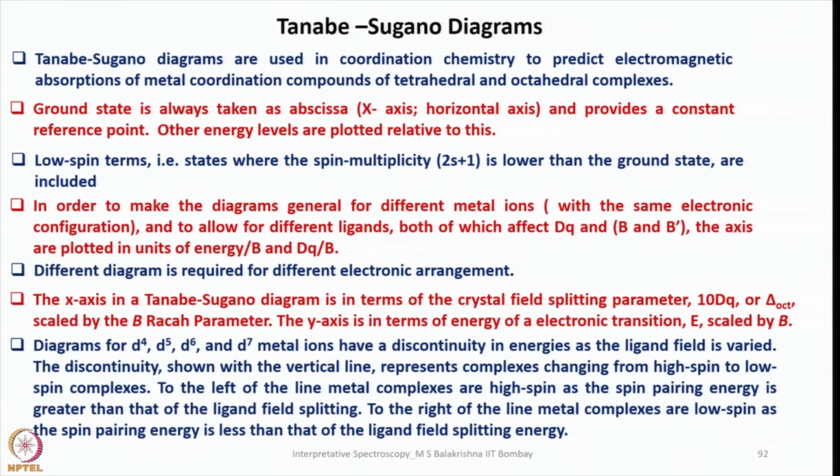The low spin terms, that is states where the spin multiplicity 2S+1 is lower than the ground state, are also included in this Tanabe-Sugano diagram, whereas those are not considered in the case of Orgel diagrams.